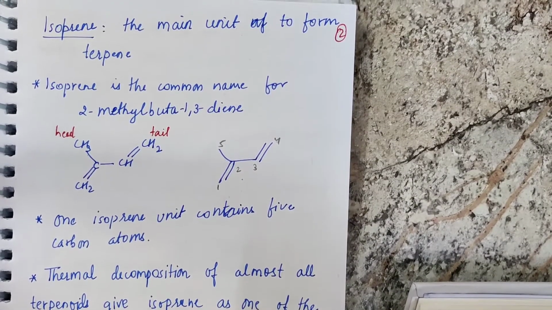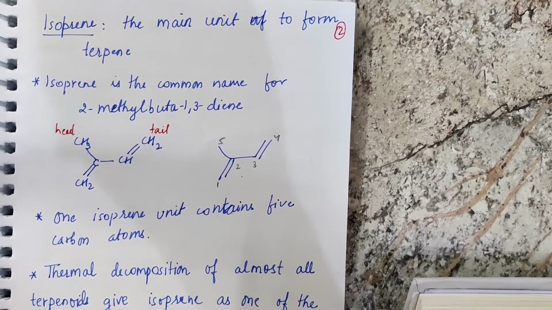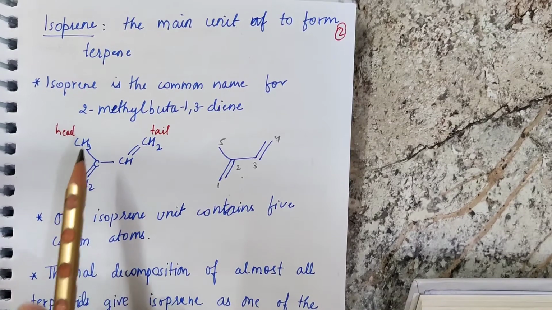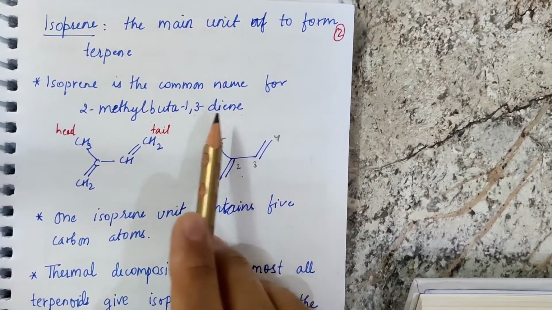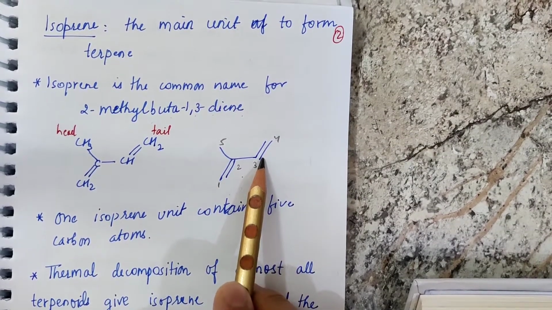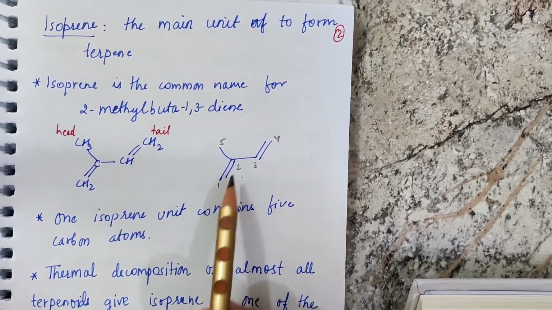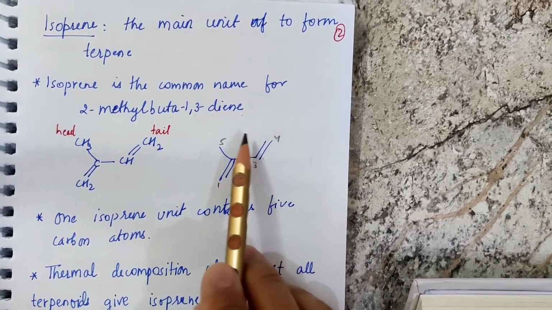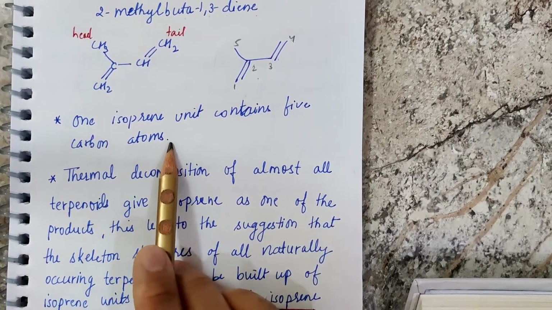Now isoprene is the main unit to form the terpene. Isoprene is the common name for 2-methyl buta-1,3-diene. That means it has 2 double bonds on first and third position, and it has a methyl group attached on the second carbon. So this is our isoprene unit, and this unit contains 5 carbon atoms, that we have already seen, C5H8.